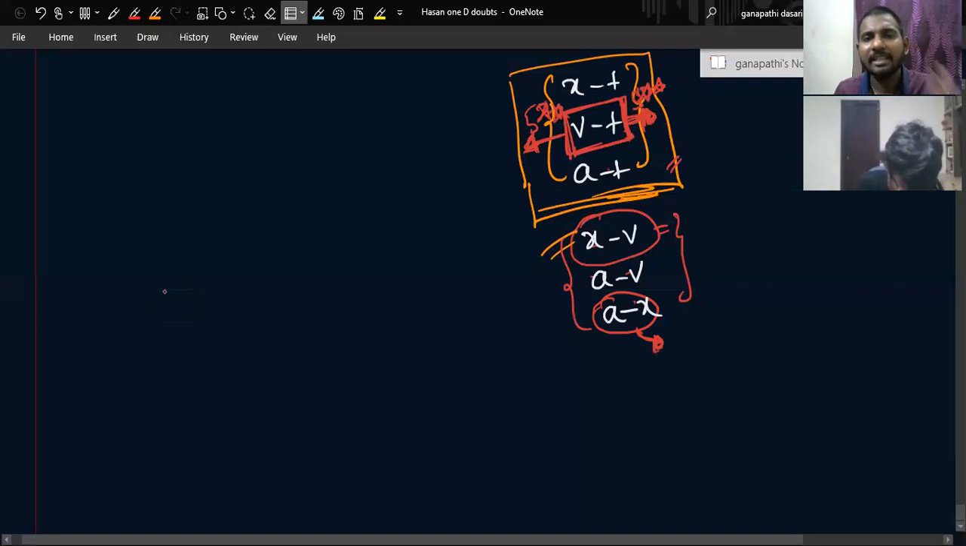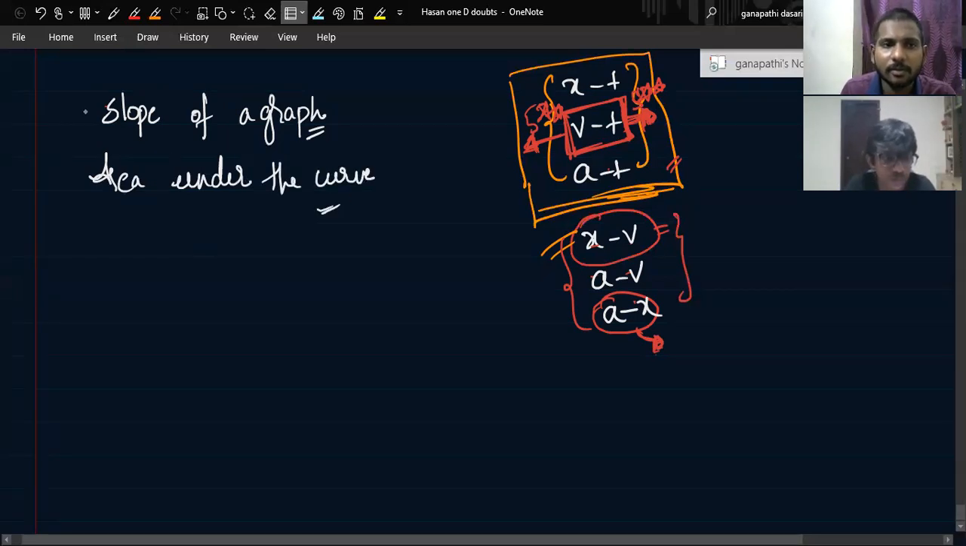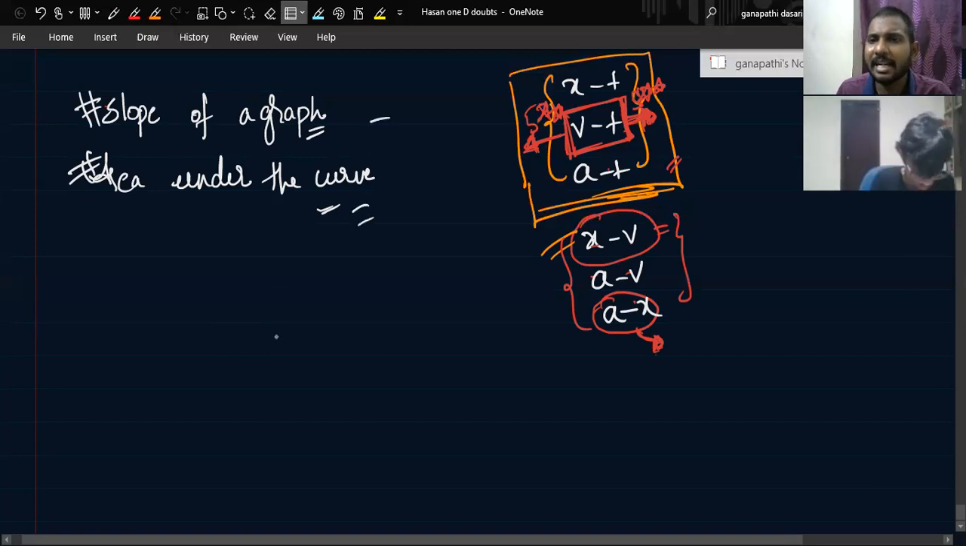Okay, now let us go to another part of it. In graphs, there are 2 important things which will definitely come up in this topic. That is the slope of a graph and the area under the graph, the area under the curve. These 2 points are important in this topic of graphs.